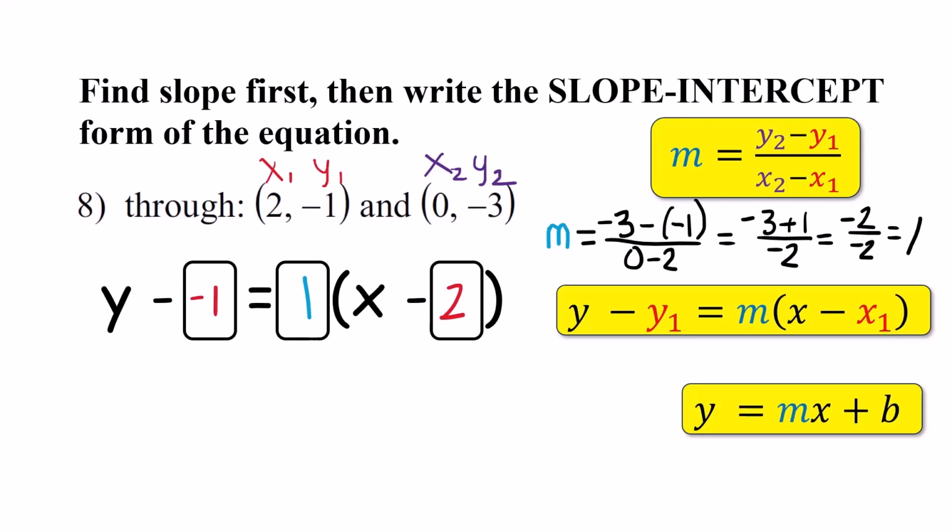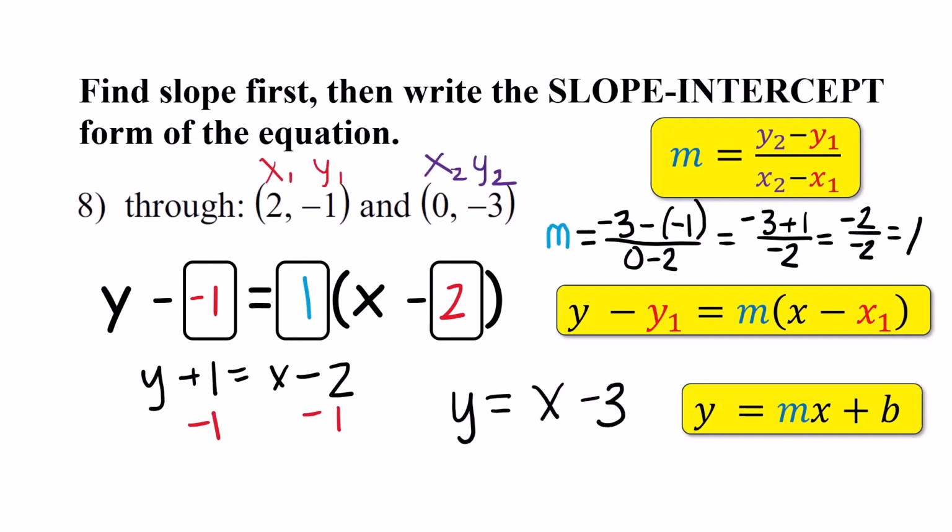And I'm going to use the first point for this one, just so you can see what happens if you don't use the 0 point. You have to do a little bit of extra work. Y minus negative 1 equals 1 times x minus 2. Let's rewrite that. The double negative changes to a plus, so I end up with y plus 1 equals x minus 2. Solving for y by subtracting 1 from both sides, we get y equals x minus 3.